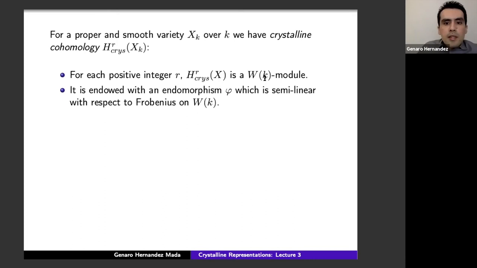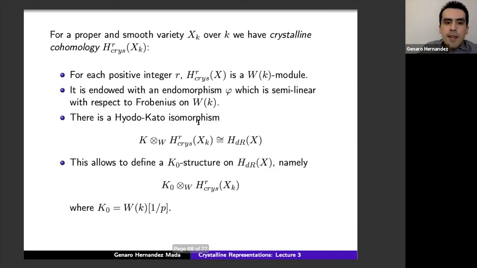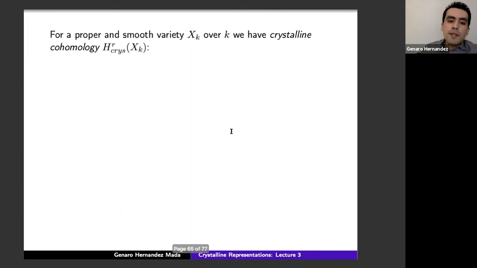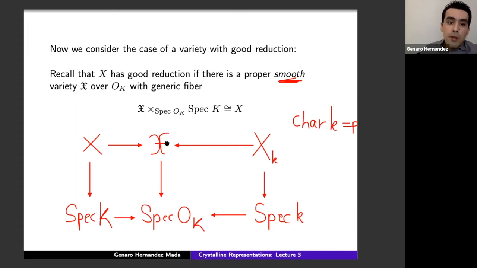Moreover, this crystalline cohomology comes equipped with an endomorphism phi, which is the Frobenius. I mean, it's semilinear with respect to the Frobenius on the ring of Witt vectors. There is an isomorphism that relates this cohomology with the de Rham cohomology of the generic fiber. So recall that we are in this situation, where this one is smooth and proper. In that case, we have the Hyodo-Kato isomorphism, relating the crystalline cohomology of this one with the de Rham cohomology of that one, which is really a very interesting thing. And it has to do with this classical geometric complex situation, right?